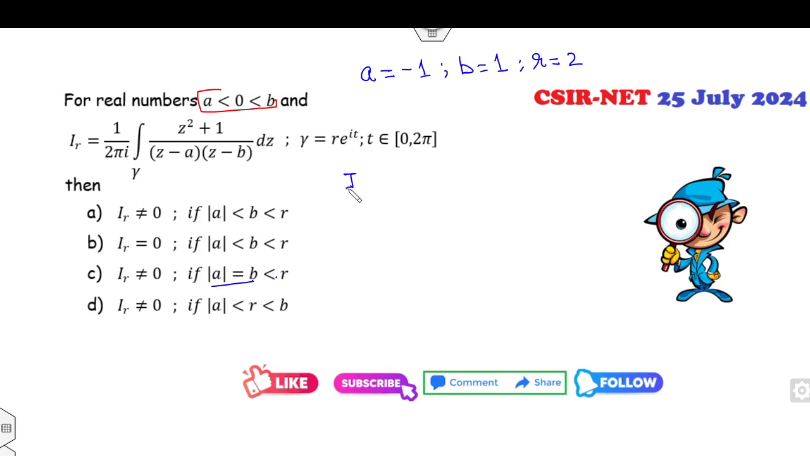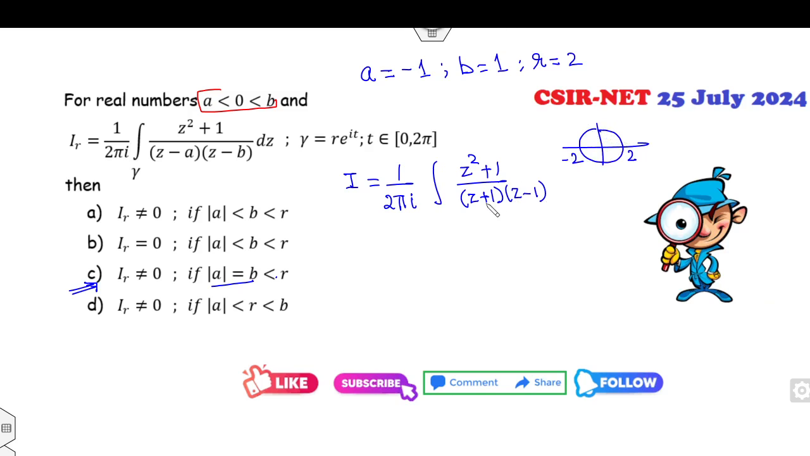So then look at the third case. Firstly, I is 1 over 2 pi iota, integral of (z square plus 1) over (z plus 1)(z minus 1). Fine. Radius is 2, so it is |z| = 2. Now you can see both the poles, -1 lies here, +1 lies here.